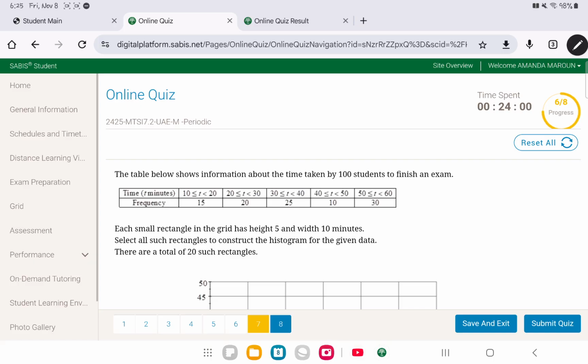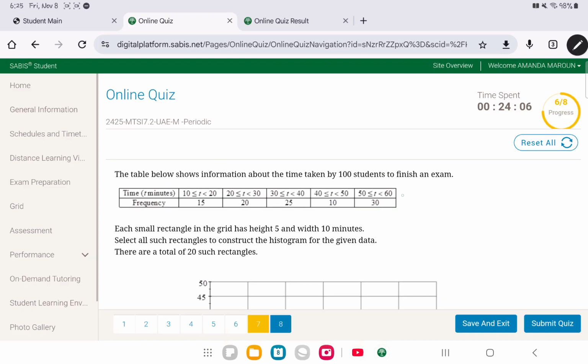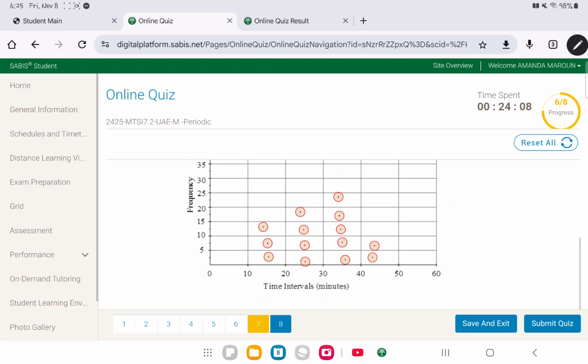From 40 to 50, it has a frequency of 10. So it's going to be 1, 2. And then finally, from 50 to 60, it has a frequency of 30. So it's going to be 1, 2, 3, 4, 5, and 6. If you want to double check, click on any point. It will say, please unselect one of your choices to continue.